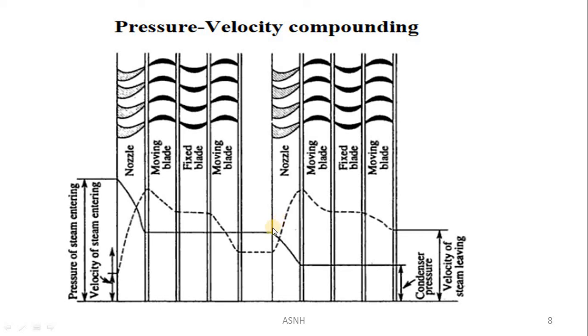Similarly, again from the first stage, the steam comes in contact with the second set of the nozzle, where again a pressure drop takes place. Here you will see the pressure drop in the first stage and the pressure drop in the second stage. In the second stage you will see a reduction in the pressure drop as compared with the initial stage, and again the pressure remains constant throughout the moving as well as fixed blade. So this is all about pressure and velocity compounding.